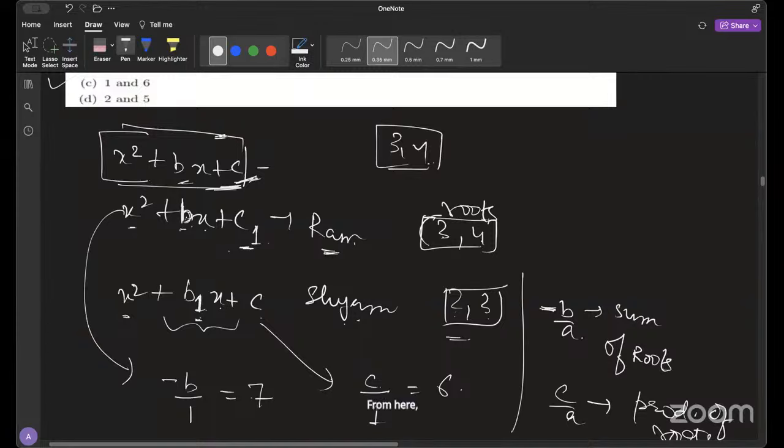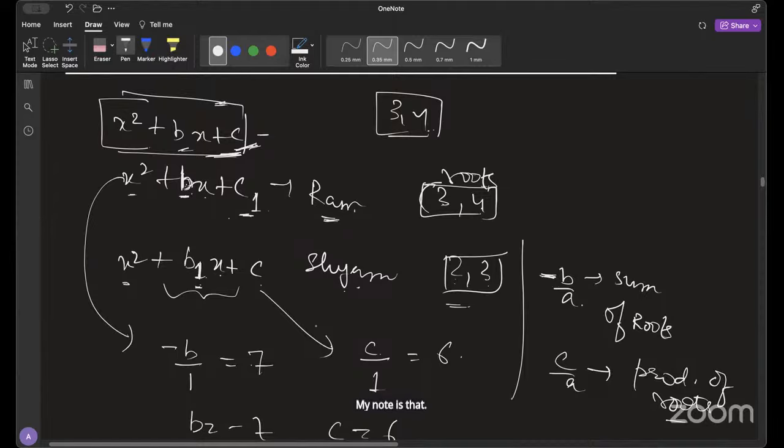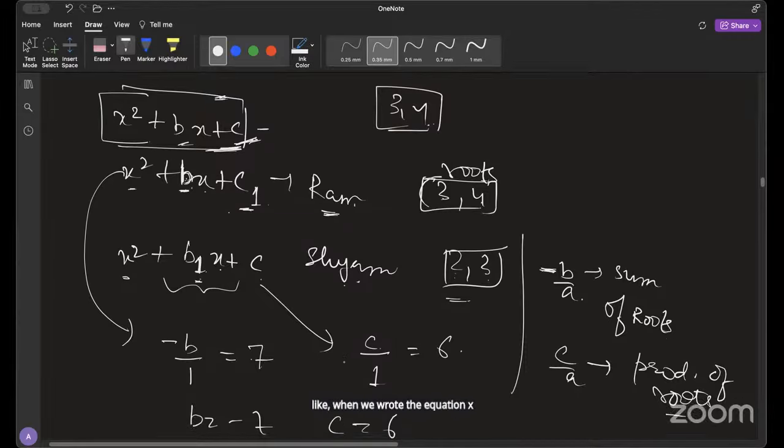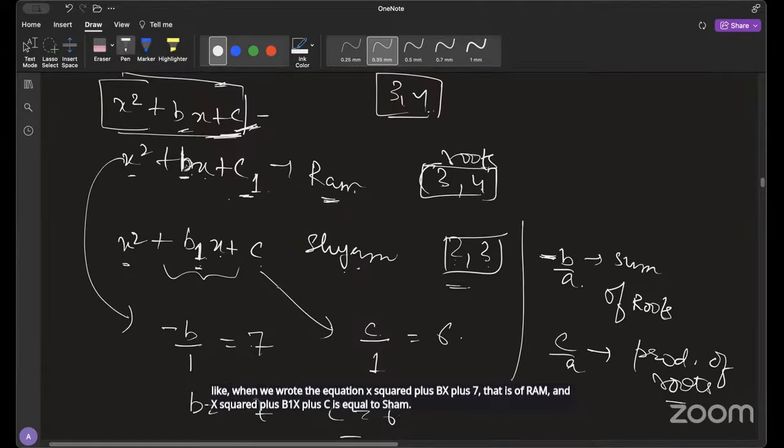From here, find the value of B. Wait, what's your doubt? Ma'am, after solving the Ram and Sham equation, my doubt is this. When we wrote the equation x square plus bx plus c1, that is of Ram, and x square plus b1x plus c is equal to Sham, after that we use the formula minus b by a and c by a. Yes, ma'am.